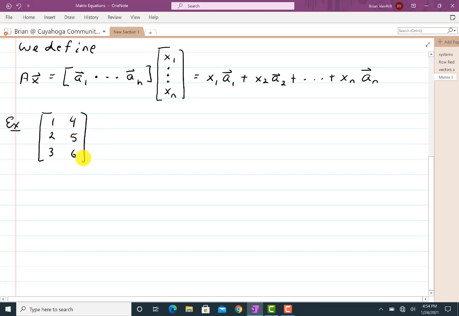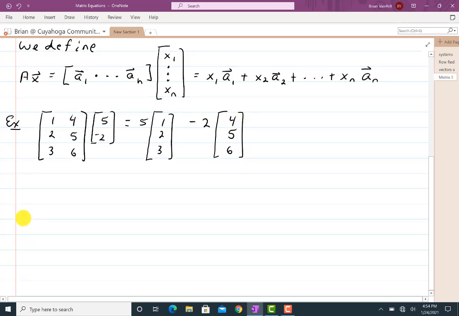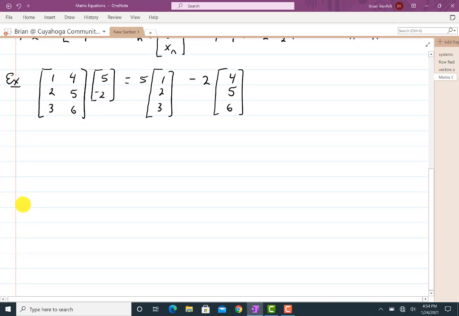So if I do something like this, it's got two columns. That means I will be able to multiply it by a vector so long as that vector has exactly two entries. And so this equals, I'm going to take 5 times the first vector, and then minus 2 times the second vector. And then you can finish it off to get the completed answer.